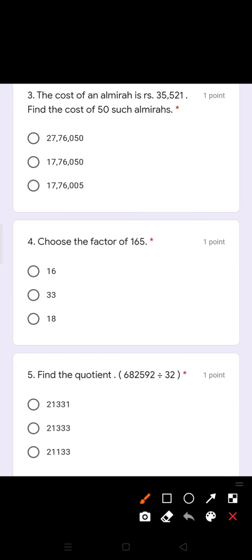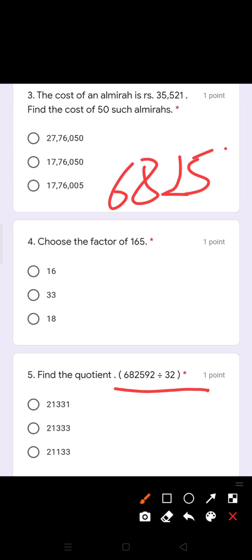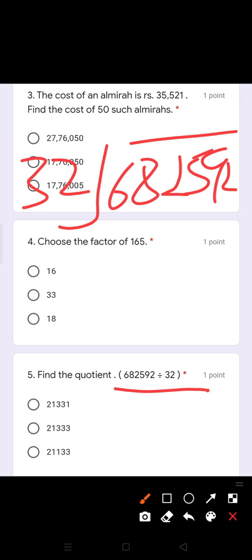Now let's move forward. Question number 5 says find the quotient of the given numbers. You have to divide the numbers, and then you have to choose the quotient of these numbers. So 68 lakh, it's 6,82,592 divided by 32. Simple division is here. I hope you all know the division, how to do the division.